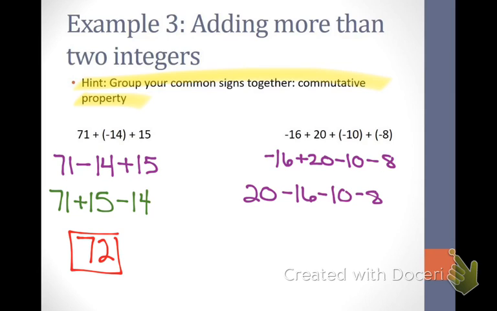All right, you could have put 20 in the back, either way. But what can you combine? You need to combine your common signs. So what can you combine together? What can you add and keep? Janie? 16, 10, and 8. Very good. 16, 10, and 8.